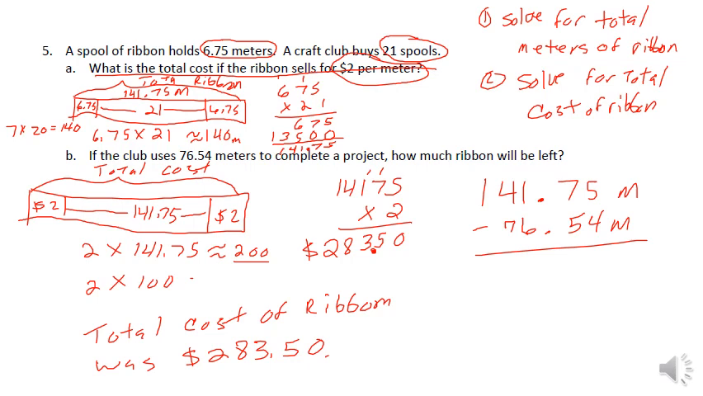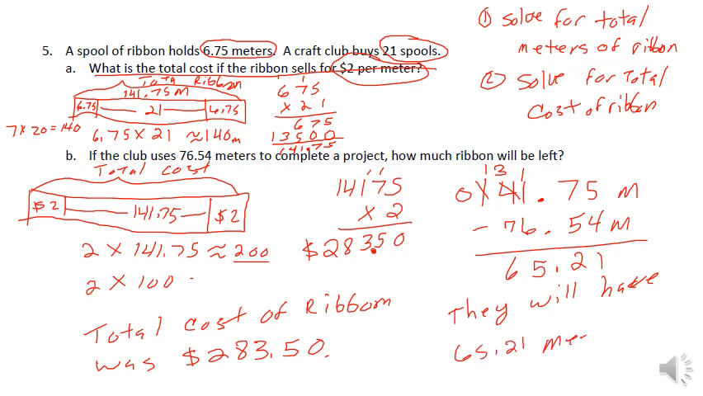I'm going to subtract. 4 from 5 is 1, 5 from 7 is 2. I cannot take 6 from 1, so I have to regroup. Taking a 10 becomes 30, and this becomes 11. So 6 from 11 is 5. I cannot take 7 from 3, so once again I have to regroup, bring 10 over, and I end up with 13 minus 7 is 6. So they will have 65.21 meters of ribbon left.